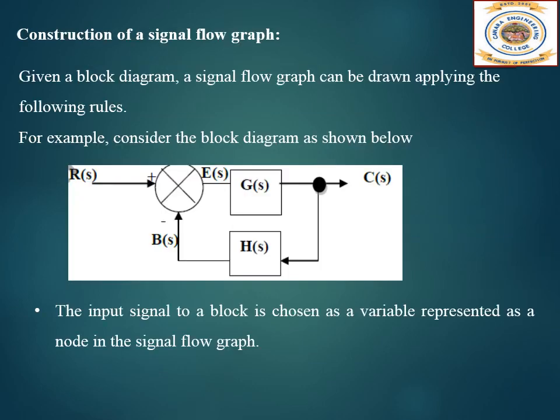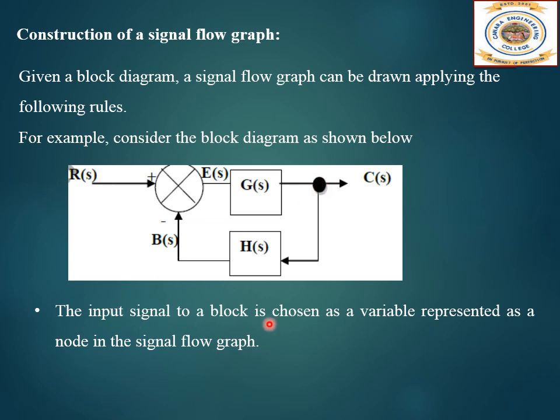Now let us see how to construct a signal flow graph from a block diagram. For example, one simple block diagram is given over here. How do we construct a signal flow graph from this block diagram? The summation point and the takeoff point are all taken as nodes. Then we draw the signal flow graph, and G(s), H(s) are the gains. The signals can also be taken as nodes, or you name them as different nodes here.